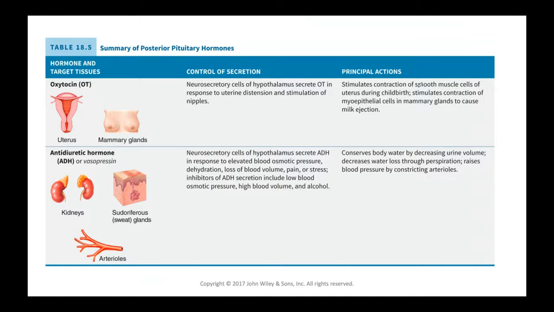Here's our oxytocin. It's going to stimulate the smooth muscle cell of the uterus. We call that the myometrium. It's going to stimulate the contraction of that. And it's also involved in helping the mammary glands of the breast to eject milk. The ADH is going to be involved with the kidneys and the sweat glands and your blood vessels. And its primary job is to conserve body water by decreasing urine volume, decreasing water loss through sweating, and it raises blood pressure by constricting the arterioles.